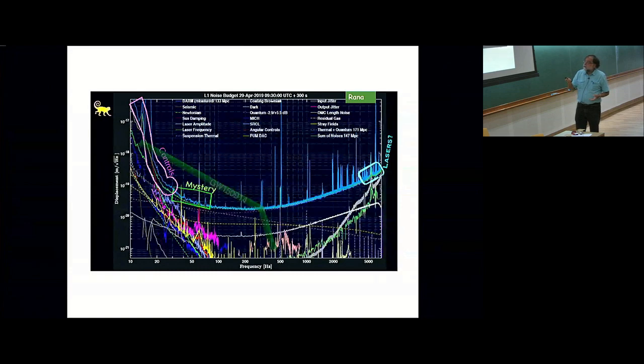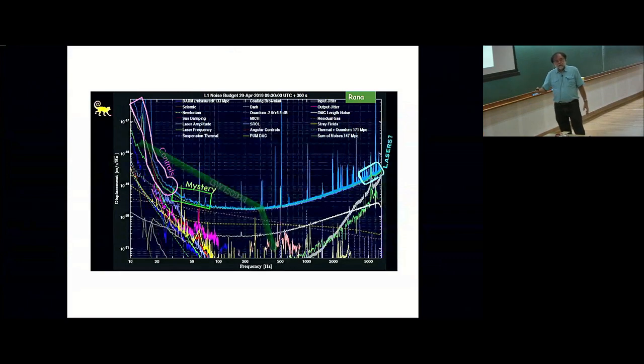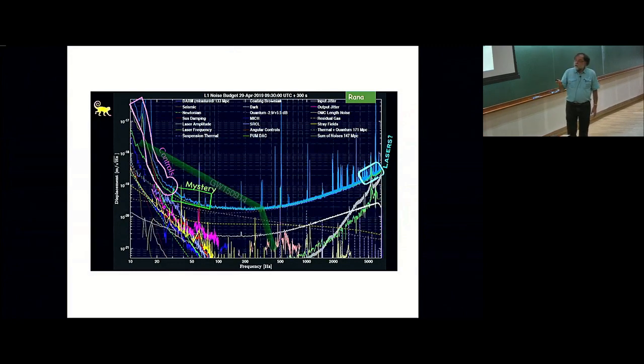So the biggest differences between LIGO US and LIGO India are likely to be these things down at the low frequencies. The things up at the high frequencies tend to be laser noise, noise in the electronics, photodetectors, and those things should be more similar than the things down at the lowest frequencies.